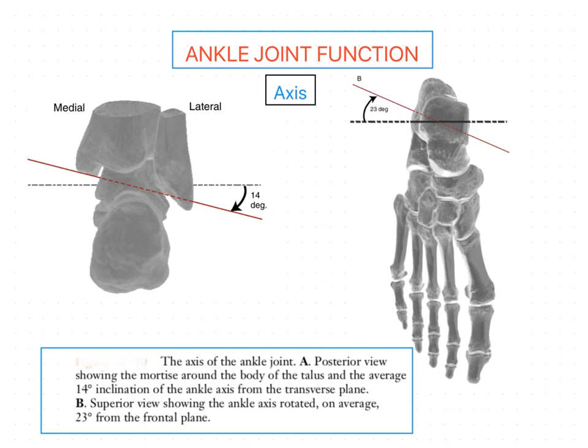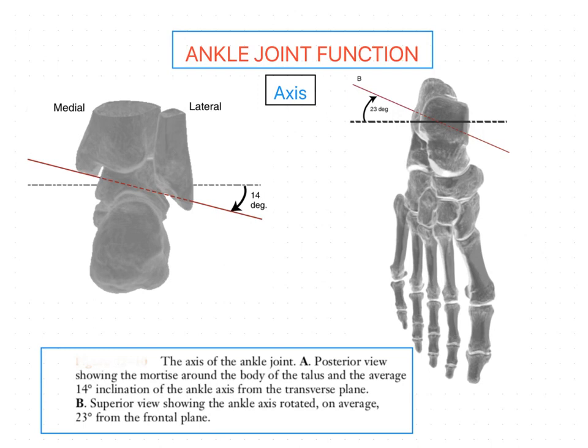Dear students, welcome back. In the previous session, we discussed ankle joint structure. Now in this session, we are going to discuss ankle joint function, which includes the axis of the ankle joint and also the arthrokinematics and osteokinematics of the movements of the ankle joint. Now first we will see the axis.